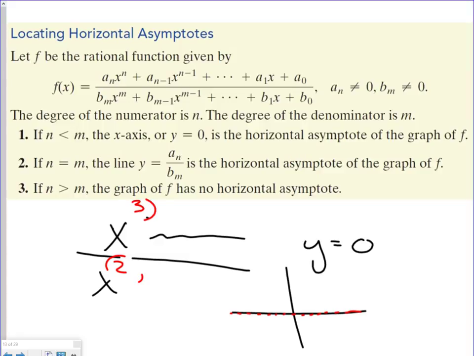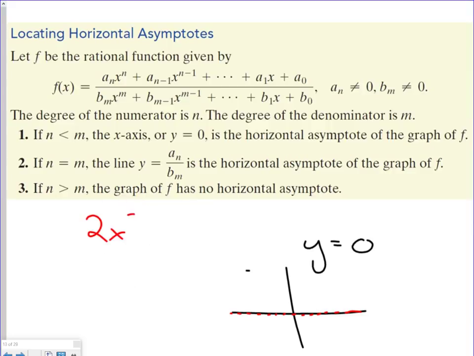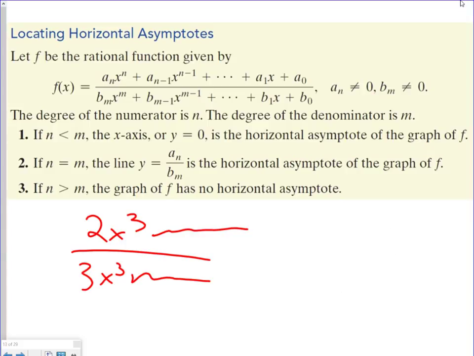What if they're the same? If they're the same, then you will have oblique asymptotes, or diagonal asymptotes. Let me show you an example. Let's say I had 2x to the third over 3x to the third. Here the degrees are the same, so obviously I don't have the first one or the last one, it's the same one. I will have an oblique, a diagonal asymptote, and that will be at the equation y equals 2/3 x.